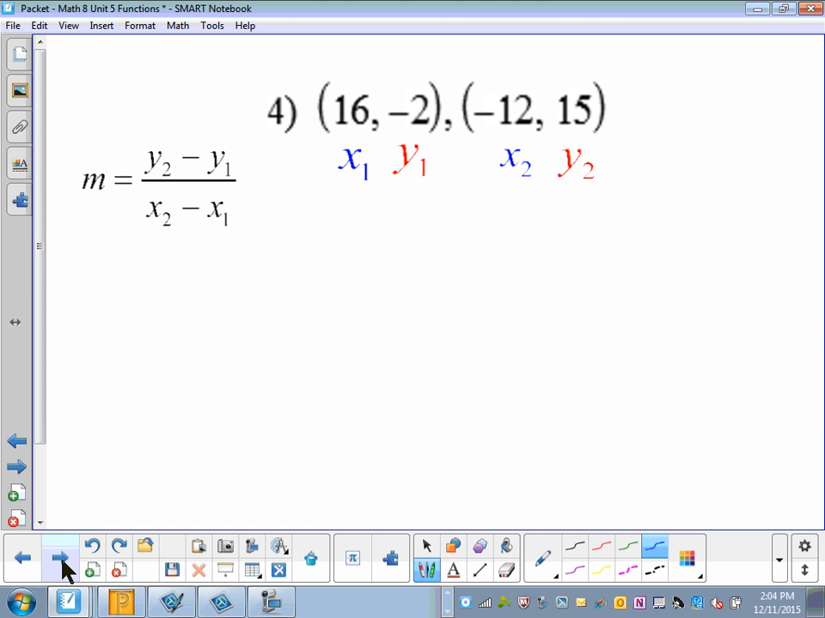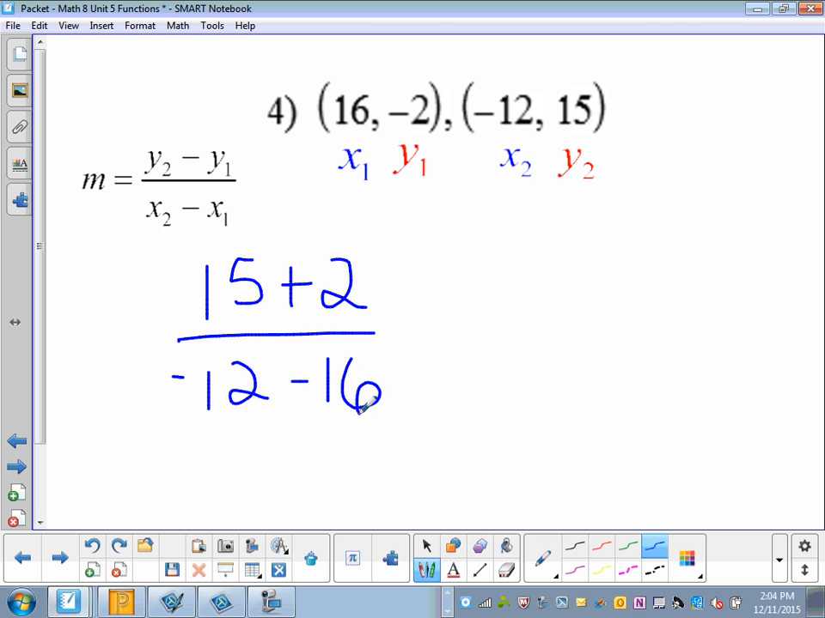The next example, we have the points 16, negative 2, and negative 12, 15. So we're going to label the first point as x sub 1, y sub 1, and the second point as x sub 2, y sub 2. Now we're going to subtract our y's and divide it by our x's. So we're going to take 15 minus a negative 2 over negative 12 minus 16. And that's going to leave me with 17 over negative 28.